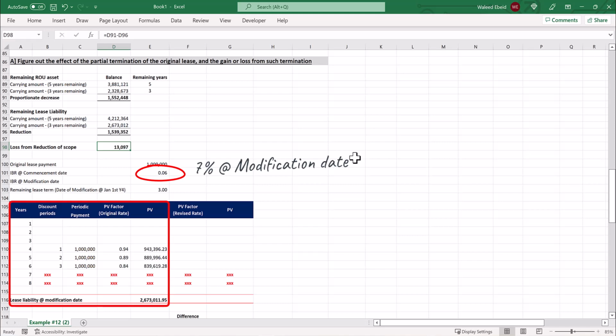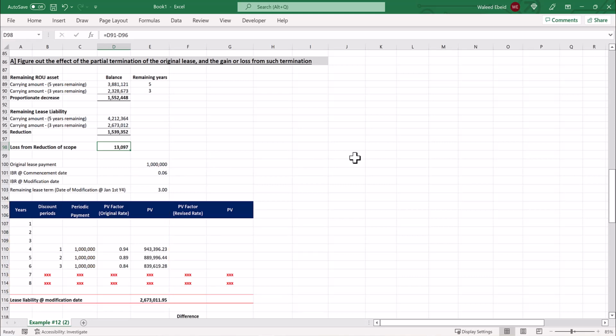So let us repeat the calculation of the lease liability on the modification date, but this time using the revised discount rate of 7%, and figure out the difference between the two calculations. Insert the revised discount rate of 7% here. And these are the present value factors based on the 7% discount rate. And this is the carrying amount of the lease liability based on the revised discount rate.